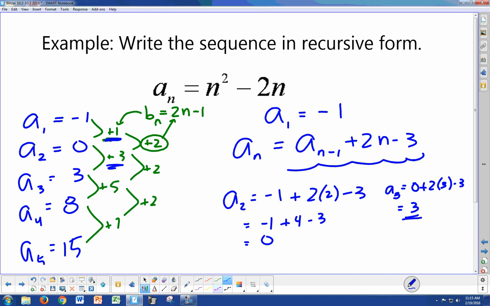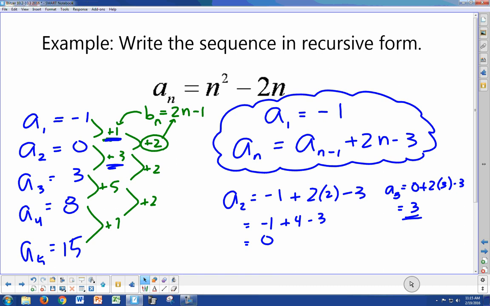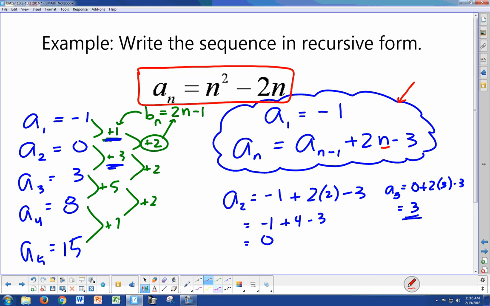All right, I'm going to put a blue cloud around this one because in any pre-calculus or algebra 2 class, that would be an acceptable answer for a recursive definition of this explicit definition. So here's the explicit, and this one is the, quote, recursive over here. But here's what I don't like about it. It's got this n value right there, which is the index number right here. So how does that make it completely recursive? It doesn't. There is a recursive component to it, but it is not completely recursive.